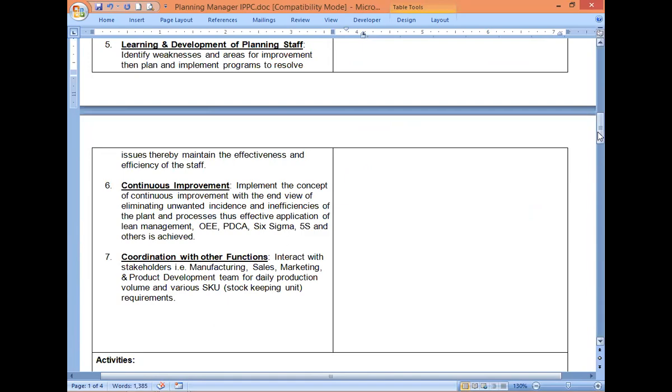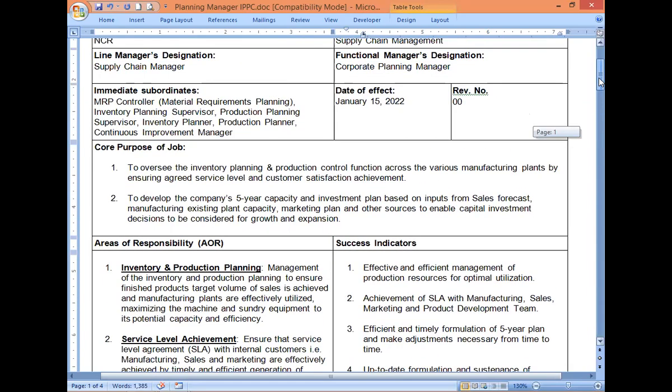Okay, let's review our core purpose of the job: to oversee the inventory planning and production control function across the various manufacturing plants by ensuring agreed service level and customer satisfaction achievement. To develop the company's 5-year capacity and investment plan based on inputs from sales forecast, manufacturing existing plant capacity, marketing plan, and other sources to enable capital investment decisions to be considered for growth and expansion.